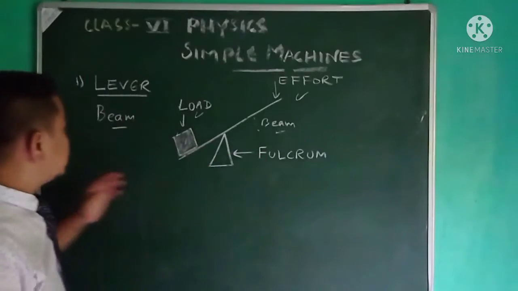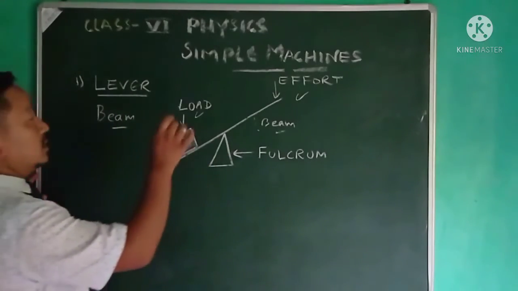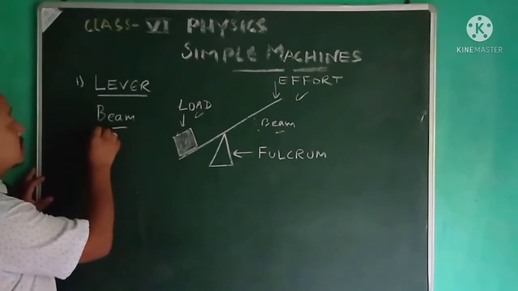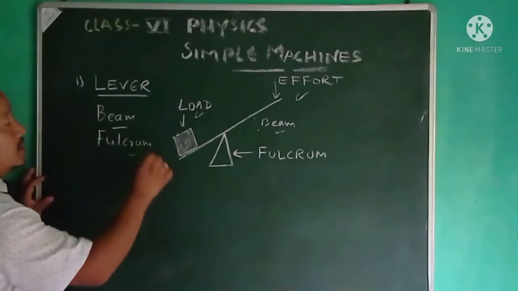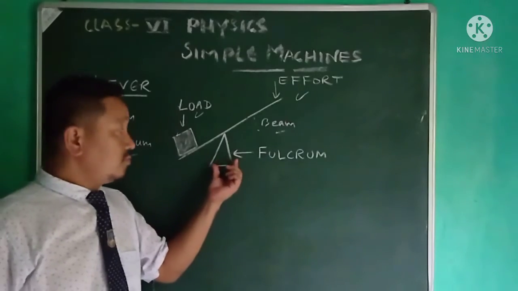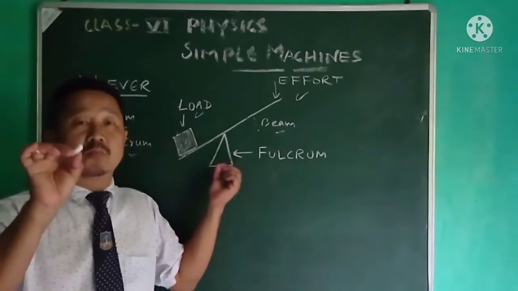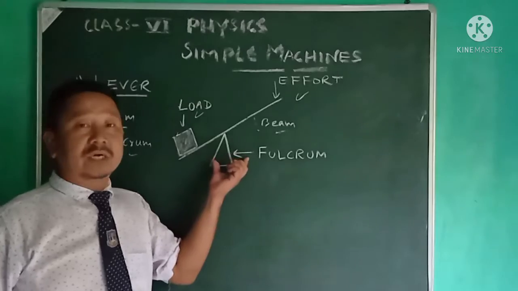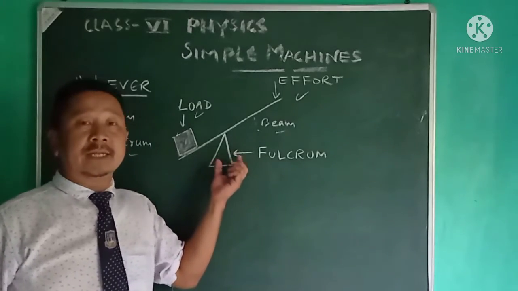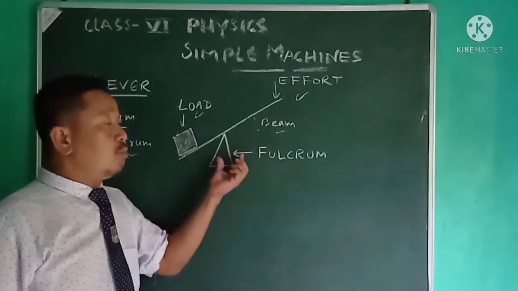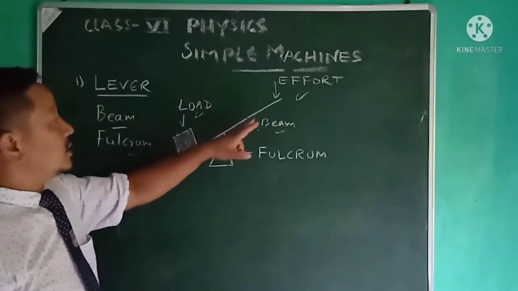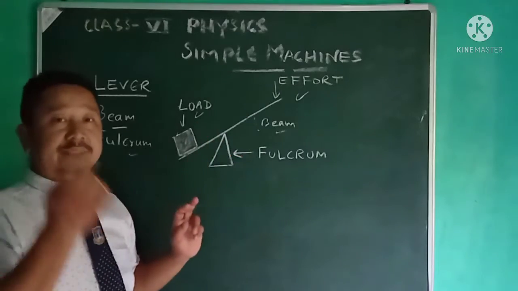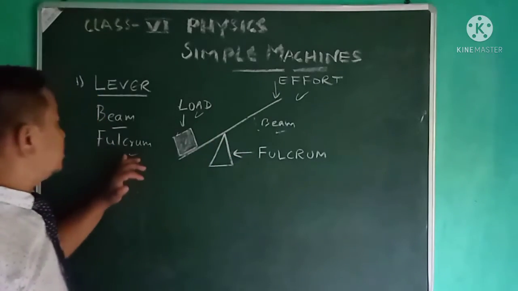The second point that you have to know about the lever is the fulcrum. The fulcrum is a pivotal point which does not move, an immovable point or material on which this rigid bar rotates or rests. So this is your fulcrum.